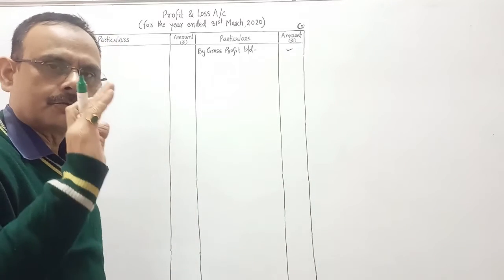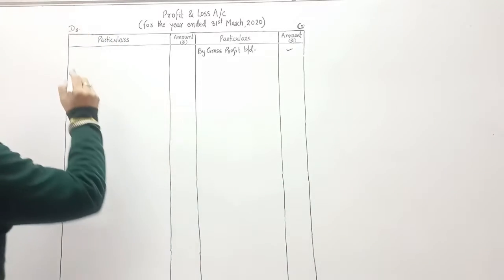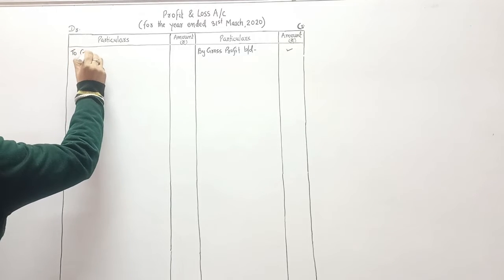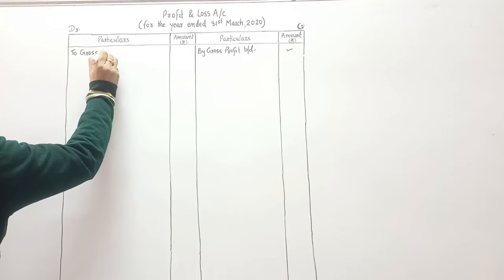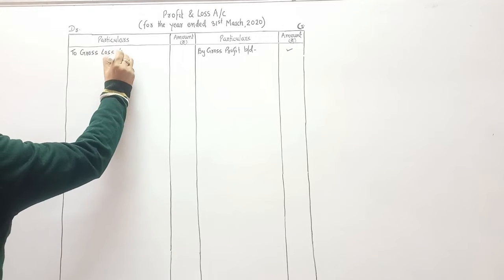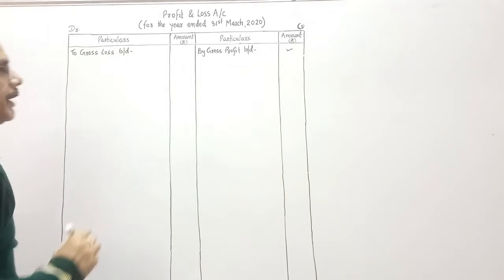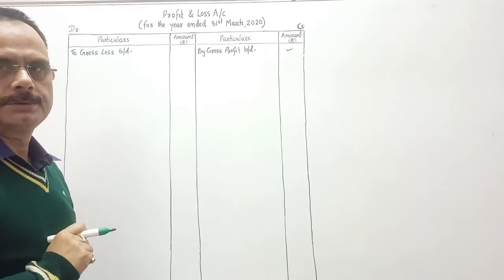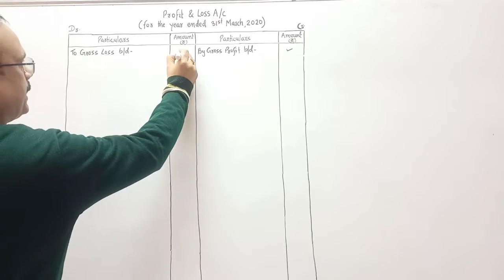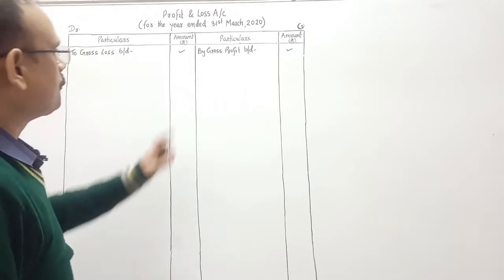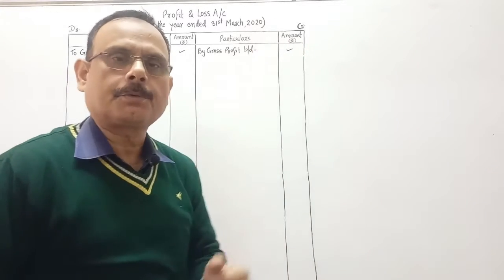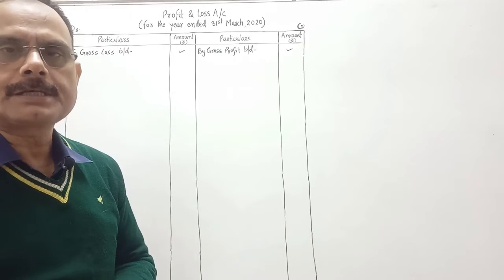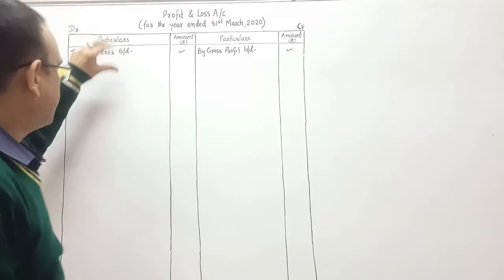If there is a gross loss, then you write the gross loss on this side, to gross loss brought down. From where have we brought it down? We have brought it down from the trading account. So gross loss will be on the debit side, or gross profit will be on the credit side of the profit and loss account.